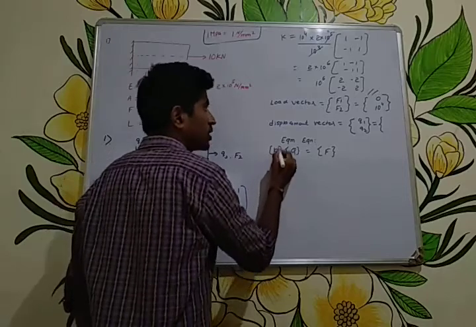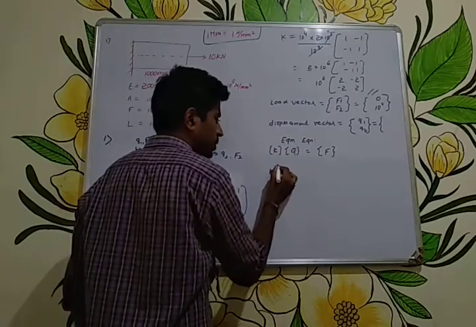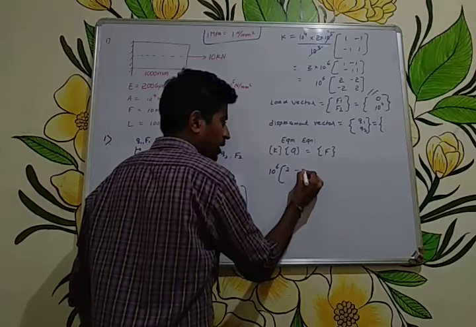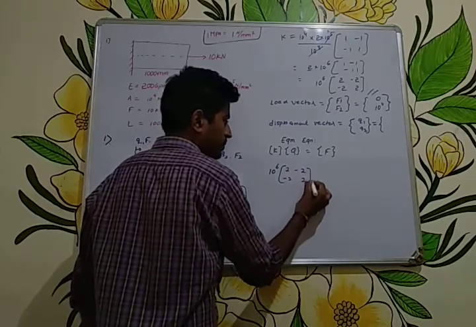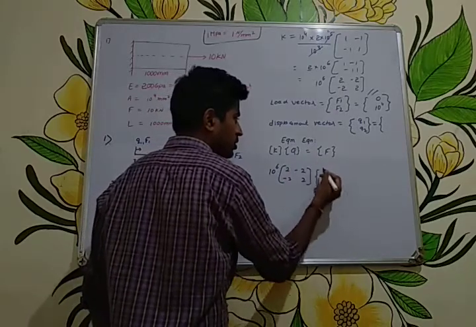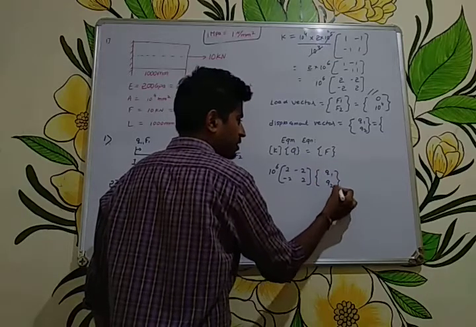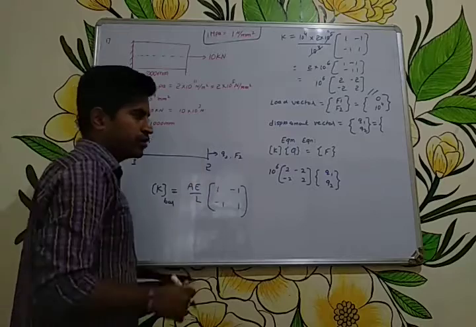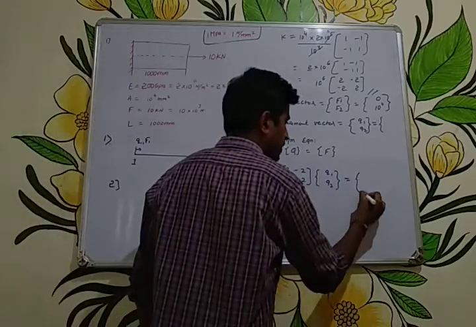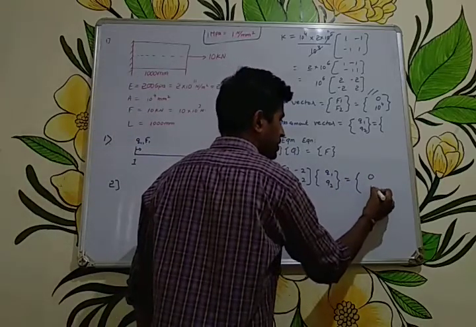Okay. So what is the stiffness matrix? It is 10 to the power 6, 2 minus 2, minus 2 plus 2 into Q values are Q1 and Q2. These values we don't know, we have to find out. Then force values, one is 0, another is 10 to the power 4.